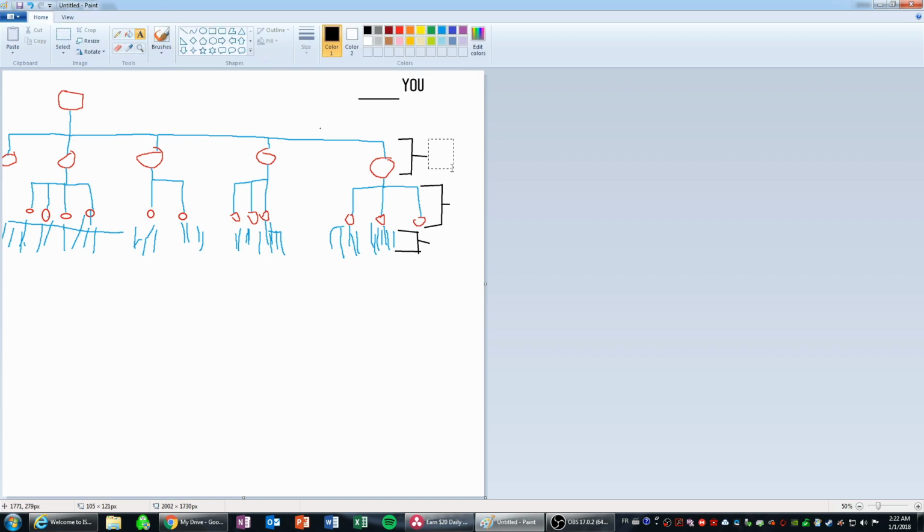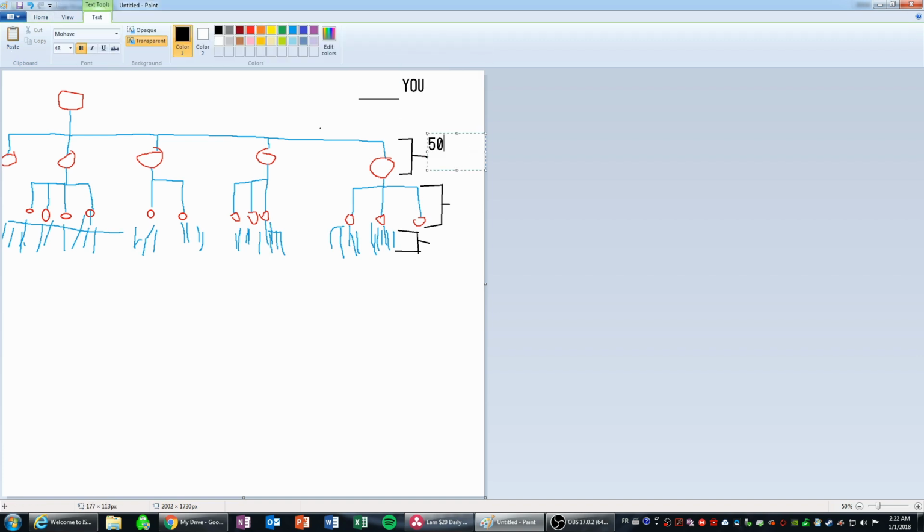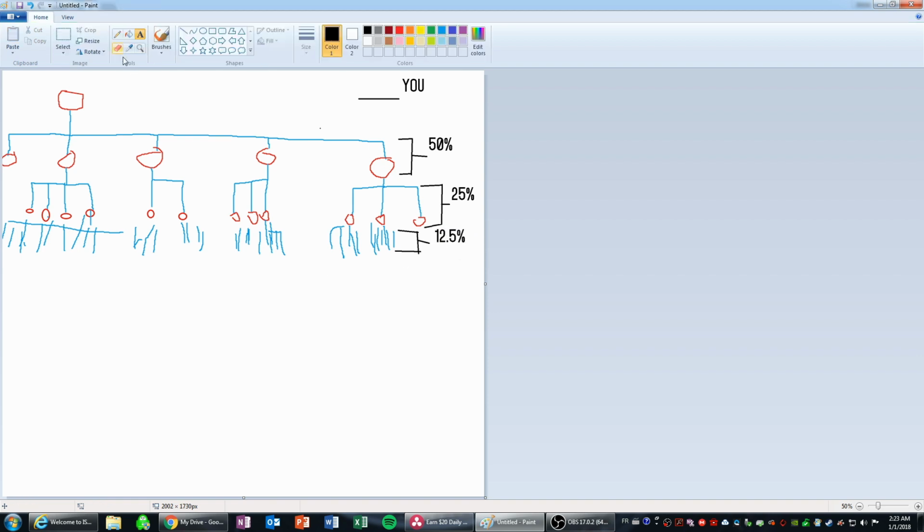So on the top, you have yourself, right? And then let's say you have 5 people you refer. Okay, and that's the row under that. And they earn you 50% of their trading fees. Okay, and then on the row below that, you earn 25% of those guys' trading fees, and then on the row even below that, you earn 12.5% of those guys' trading fees, okay?